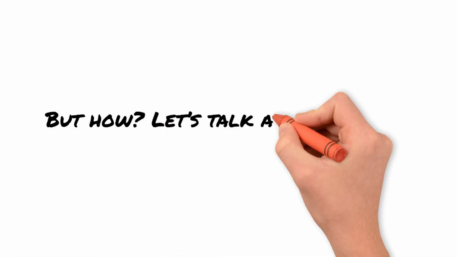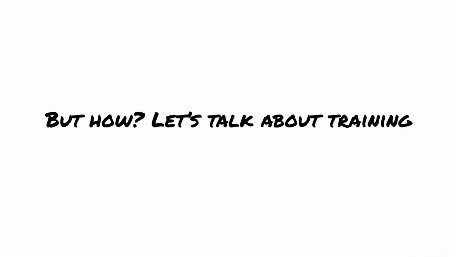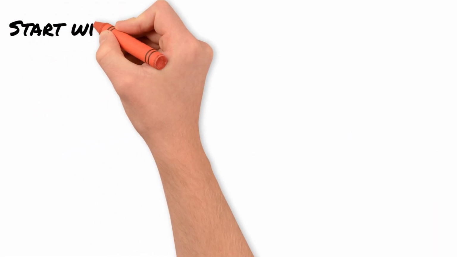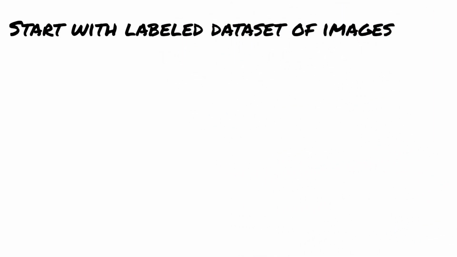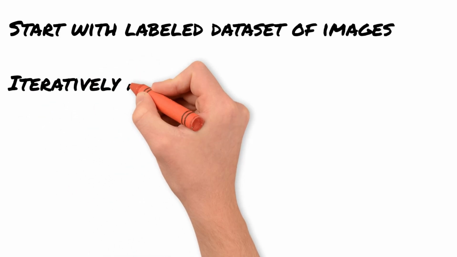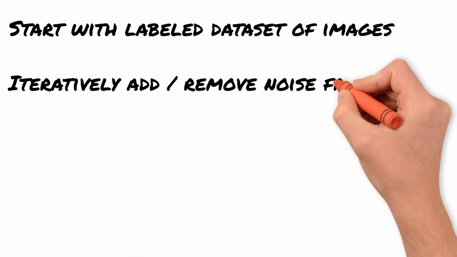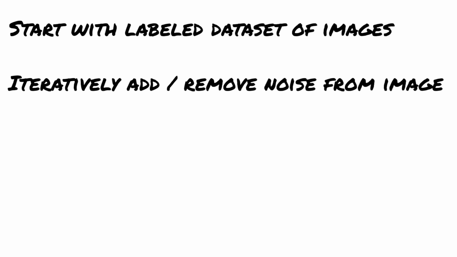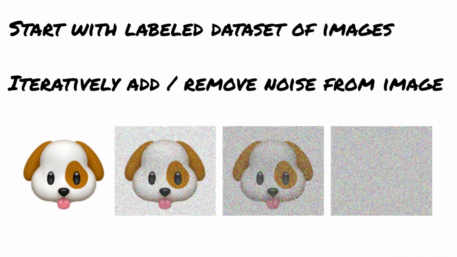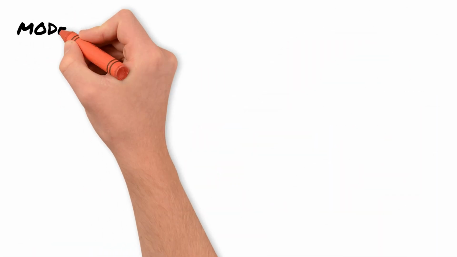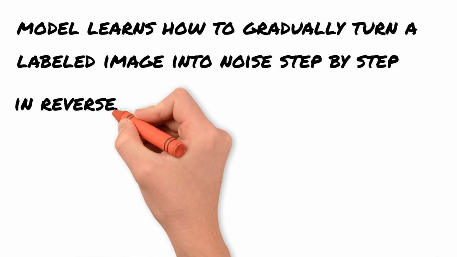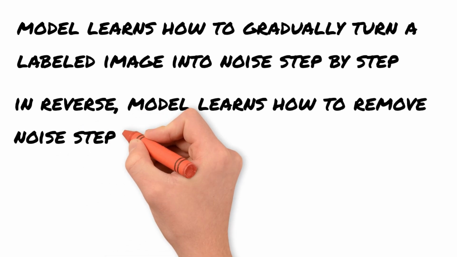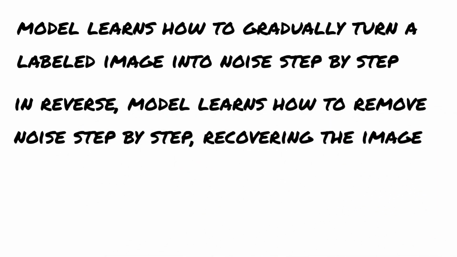Let's talk about training to better understand how the model is able to do this. For training, we'll start with a labeled dataset of images. We'll then iteratively add and remove noise to and from the image. You can see here we have a dog, and then we're gradually adding some noise to it. This allows the model to learn how to gradually turn a known labeled image into noise step by step. In reverse, the model learns how to remove the noise step by step, recovering the original image.